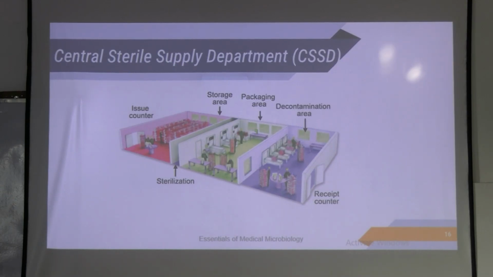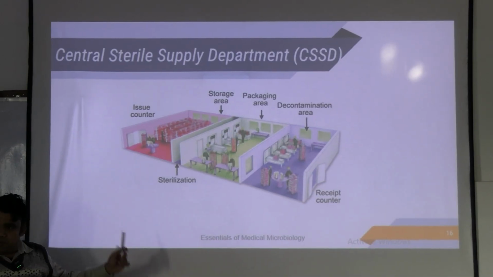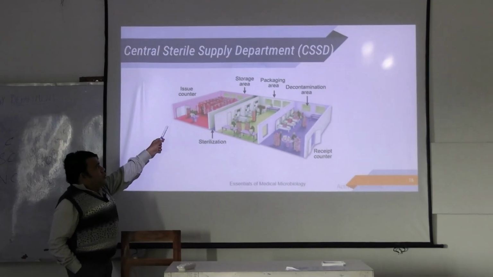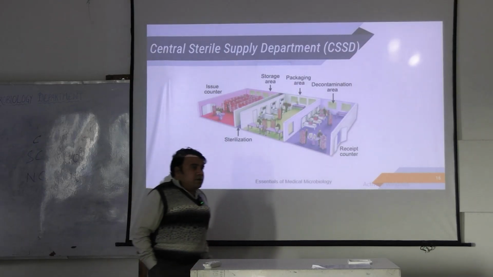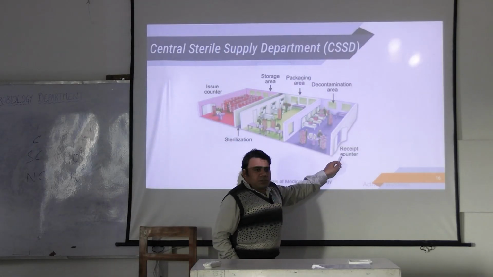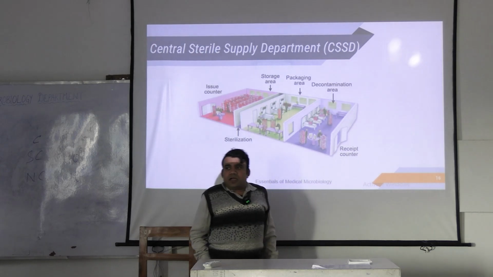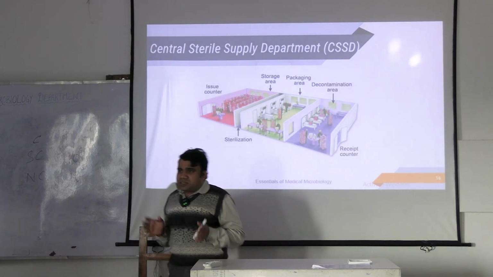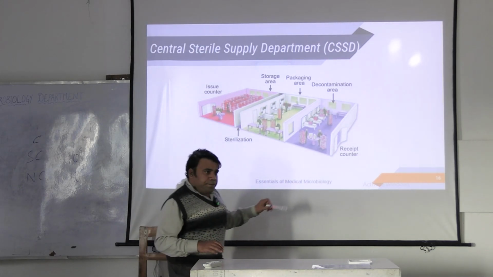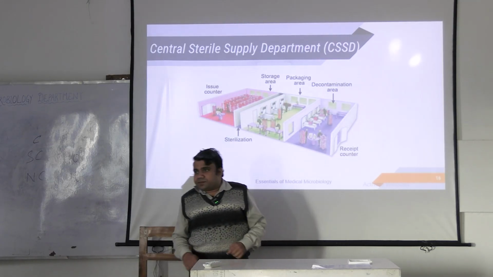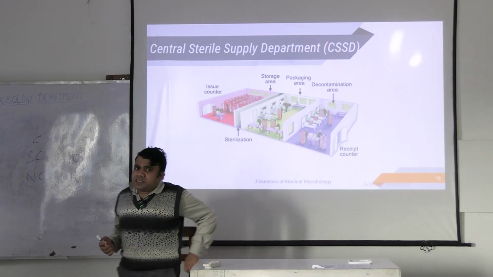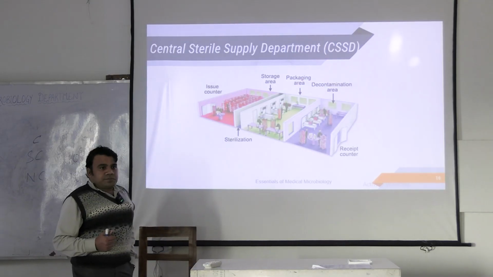So what is it? This is a layout of this department. Over here, this is the receipt counter. That means whatever material is sent into this department is received over here. Then the first step is decontamination. Why is decontamination important? Any idea?